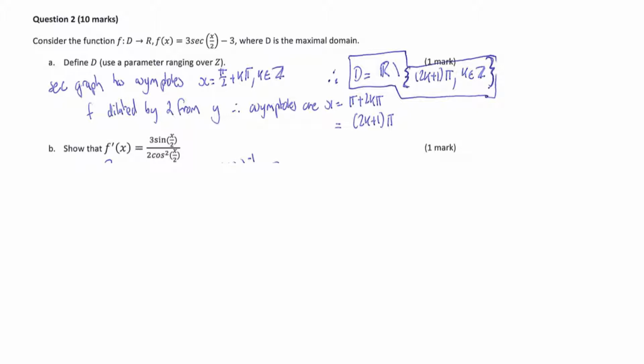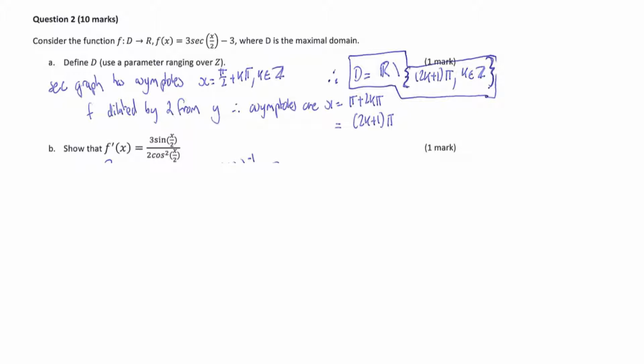So it was a sec function that had been dilated by 3 from the x, 2 from the y, and translated downwards 3. Okay, define D, define its maximal domain using a parameter ranging over Z. Now that was there to be helpful. Obviously it made a roguish appearance in SAC1, the previous SAC, by mistake, and didn't lead to too much confusion, but obviously confused the question somewhat. But here it has an appropriate place.